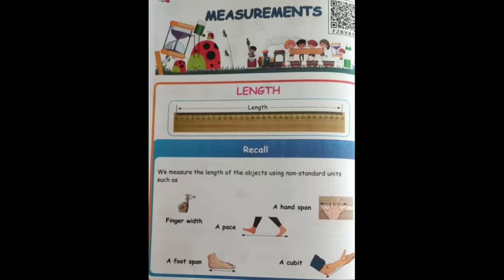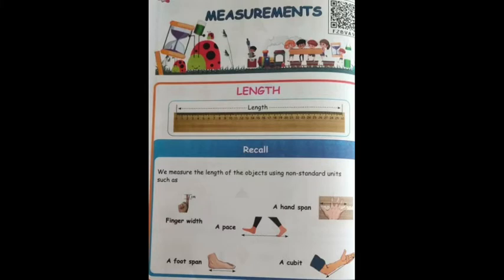Okay, children, listen carefully. We measure small things or small objects by standard units, such as inches, feet, kilogram, cups, pounds, centimeter, millimeter, ounces, etc. And non-standard units are finger width, cubit, foot span, hand span, pace, etc.